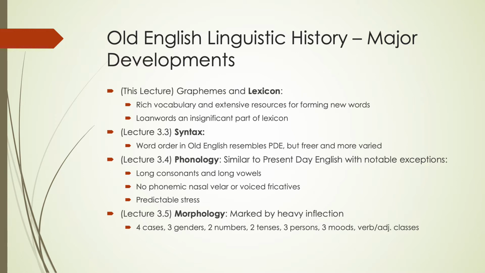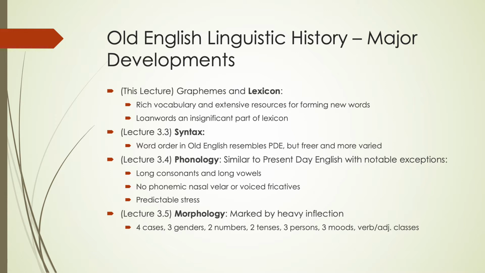In phonology, there are some notable differences between present-day English and Old English. Old English featured some long consonants and long vowels. There were some sounds that we didn't have in Old English that we now have in present-day English, such as our velar nasal and voiced fricatives, and there was a more predictable stress pattern in Old English than what we see in present-day English.